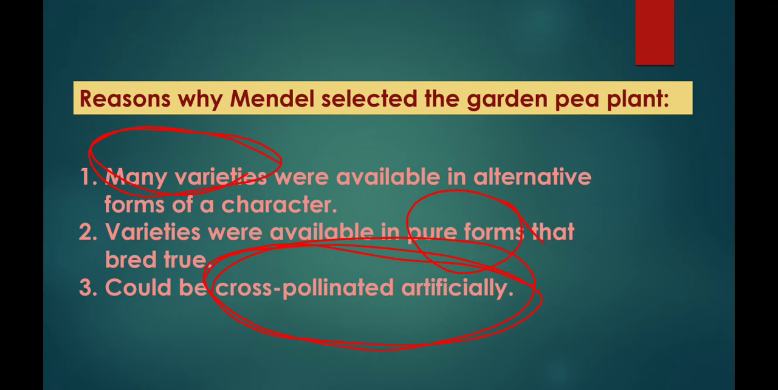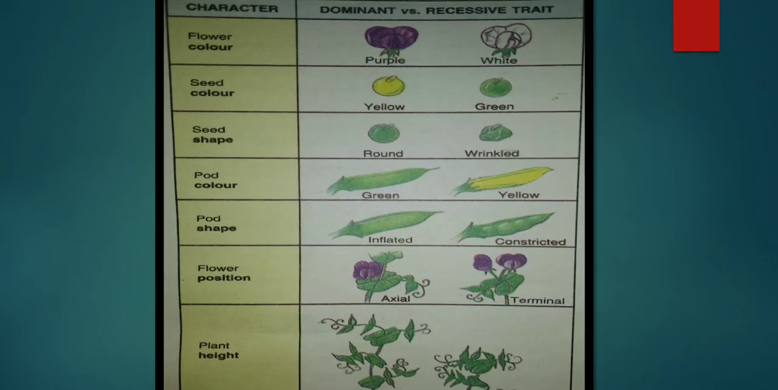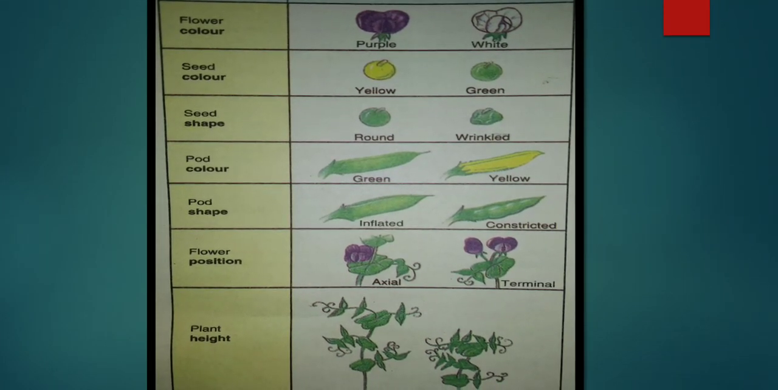Now, he found 7 contrasting characters while doing his experiments. First is the flower color. For this particular character, there are 2 forms: purple, which is the dominant, and white, which is the recessive trait. For seed color, yellow is dominant and green is recessive. For seed shape, round is dominant, wrinkled is recessive. For pod color, green is dominant, yellow is recessive. Don't get confused between seed color and pod color. For seed color, yellow is dominant, whereas for pod color, yellow is recessive.